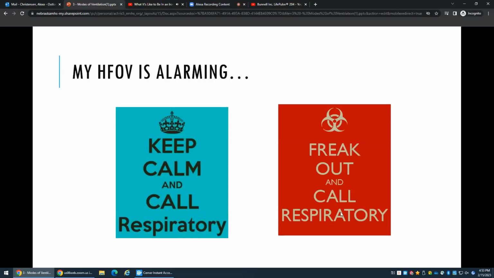Either way, the biggest thing to remember is if your oscillator is alarming continuously and you hear it shut off, which means it's beeping and the sound of the breath has completely stopped and you don't hear that, that means the oscillator has stopped and now your baby is not getting any ventilatory support.